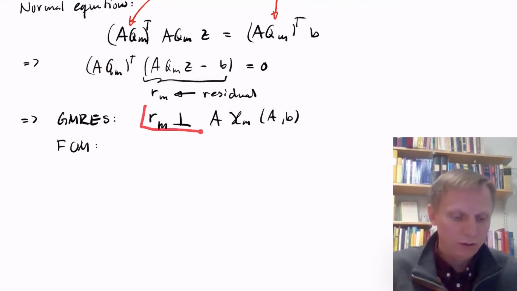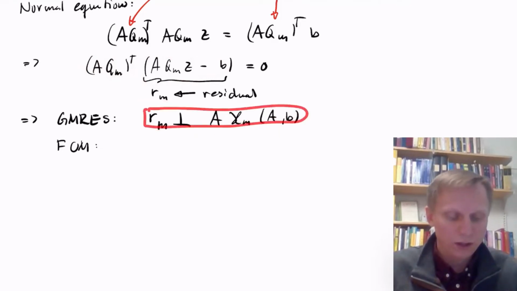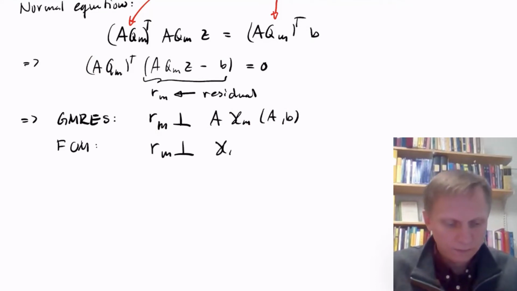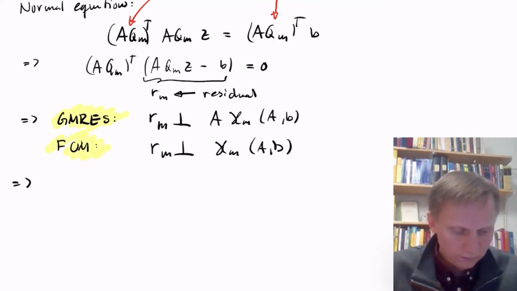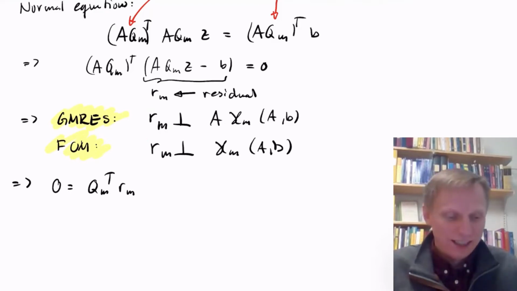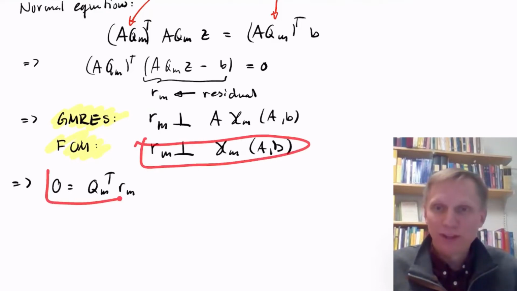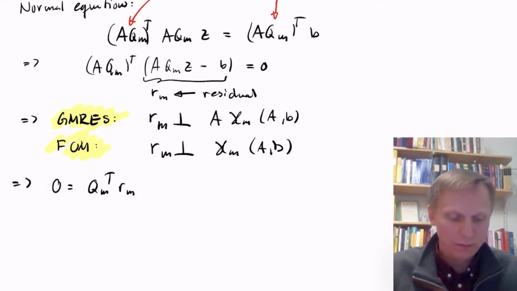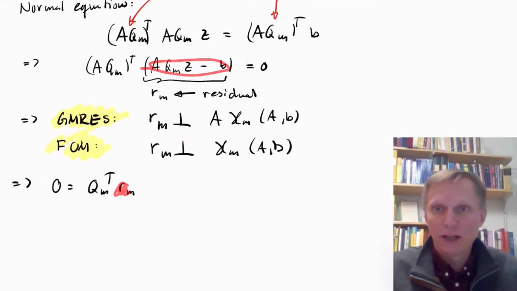So now we're going to do the same thing as in GMRES, but instead of imposing an orthogonality condition on A times the Krylov subspace, we will have orthogonality directly with respect to the Krylov subspace. This orthogonality can also be written in this form here, since Q_m is an orthogonal basis of a Krylov subspace. Now we're going to expand this in the same way that we used r_m up here.